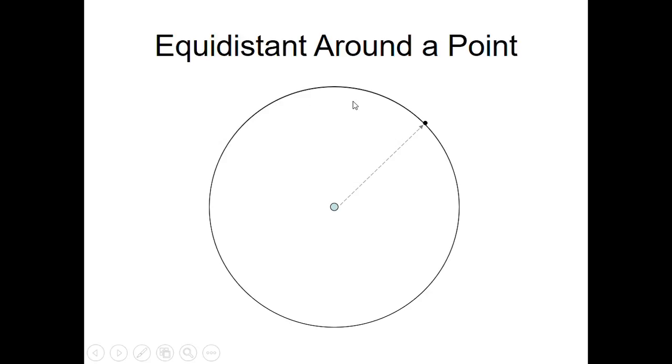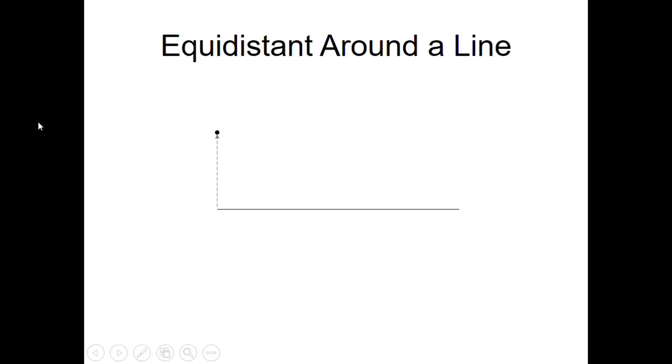So if you're asked to shade that region, you just shade in the circle. Say if this is 5 miles, anywhere within 5 miles would get signal from that mast. So that's how it would become a region in a problem question. Okay, equidistant around a line.